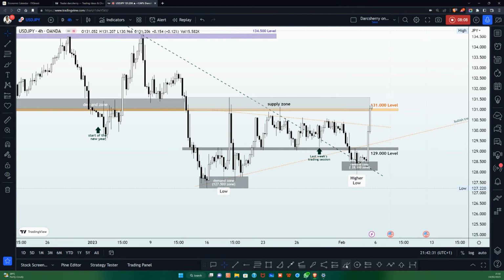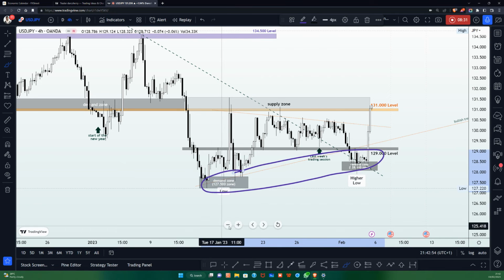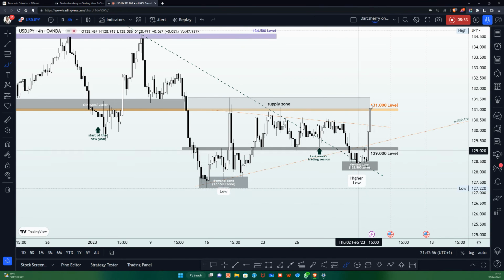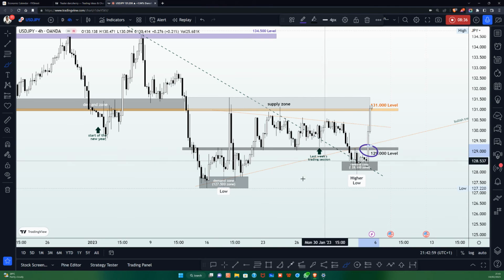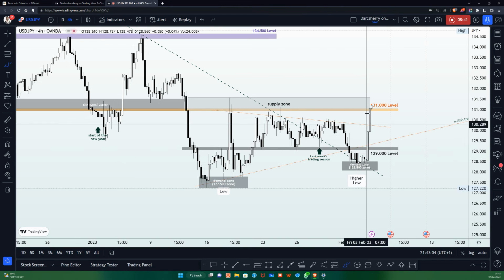We have a demand zone around the 127.500. That was during the second week of last month. We had the lowest point for this year at the 127.500. And then the next one was the 128.500 level, which is the higher low. And when we have higher lows, this is a beautiful sign that there is a tendency that bullish momentum could likely come in. And this led to the breakout of the 129.00 level during the New York session on Friday, bringing price back into the 131 level.